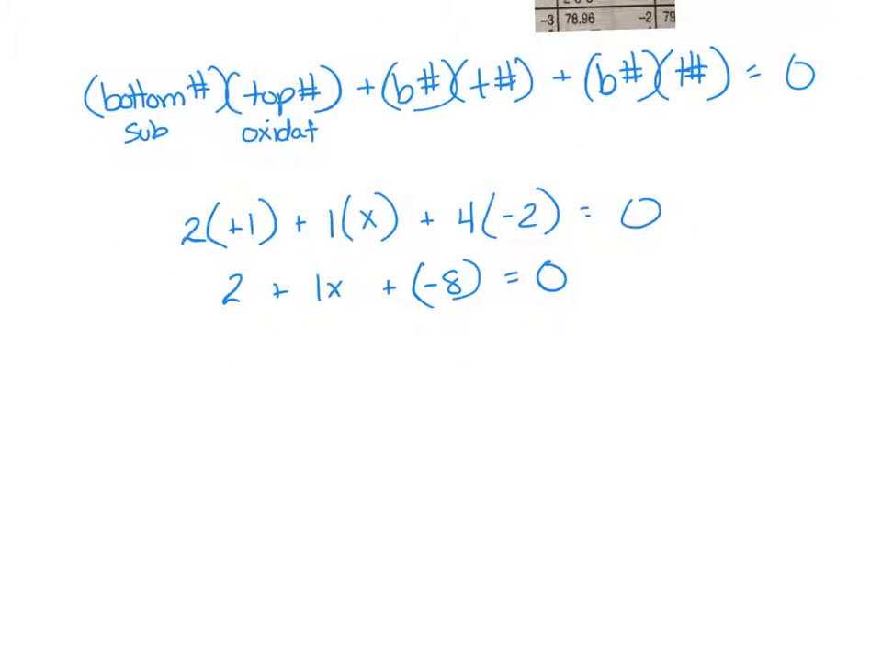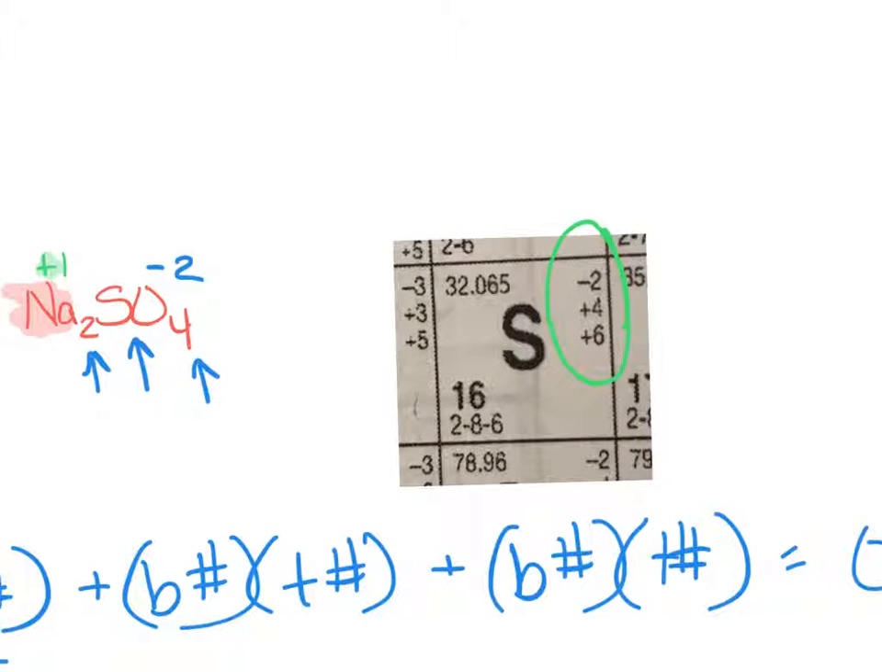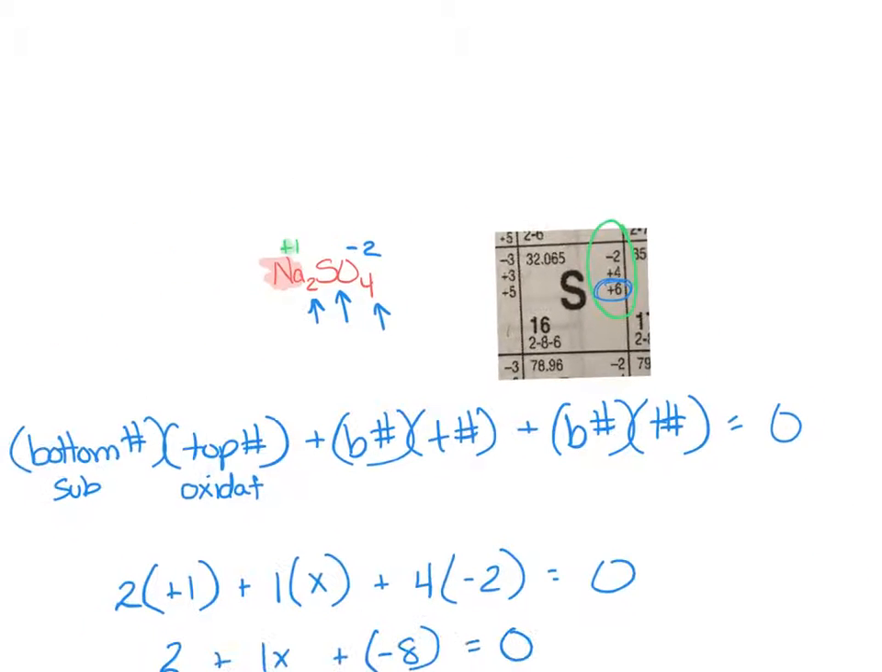We can simplify this whole thing. 2 plus -8 plus 1x equals 0. We'll combine these things. We'll get -6 plus x equals 0. X equals +6. So now we know that this is the number that is going to be used for that sulfur, which is going to be right here.